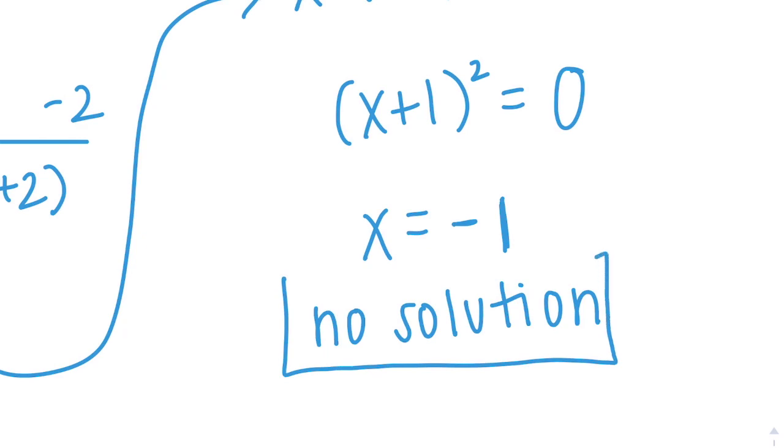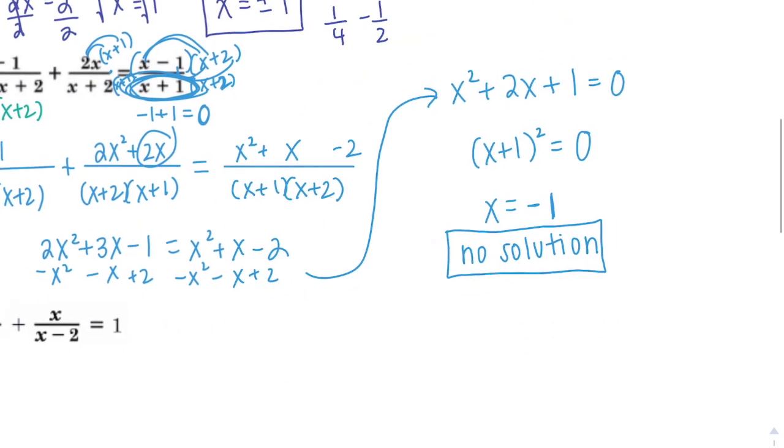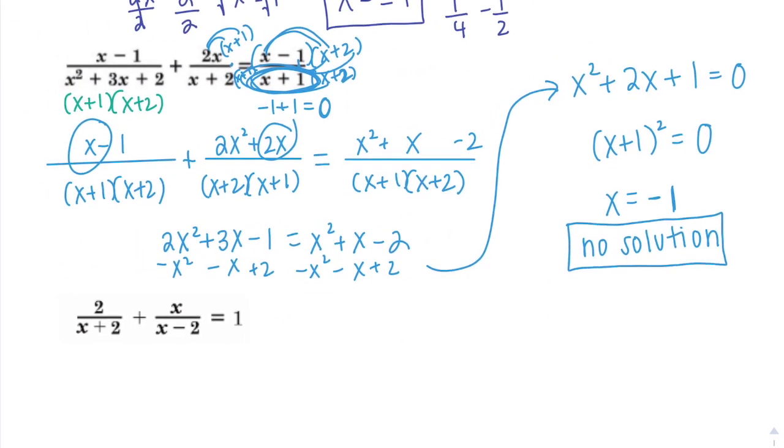And that's why it's so important to check it, because if you hadn't checked those restrictions or plugged it in, you would say x is negative 1, but actually there's no solution in this problem.